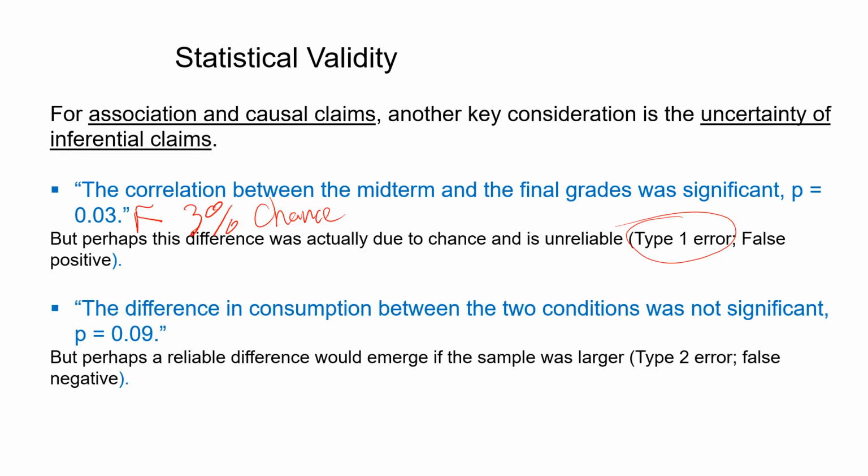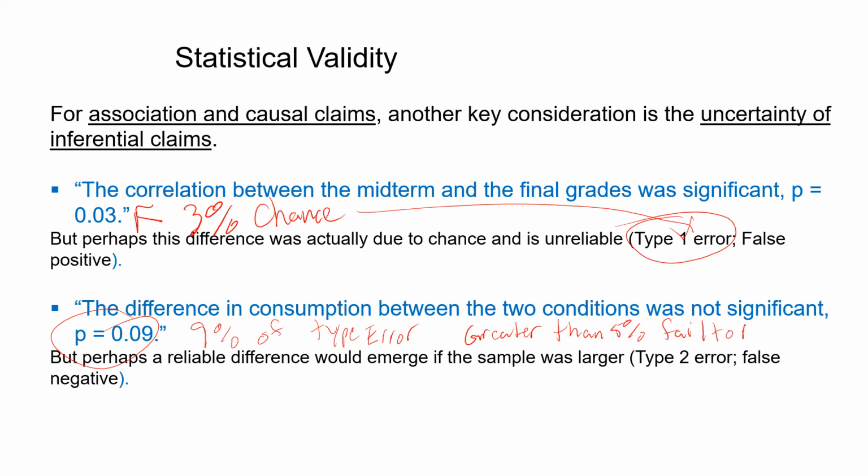Another thing is the opposite side. So let's say the difference in consumption between two conditions was not significant with a p of 0.09. This means there's a 9% chance of type 1 error. And because of this, because it is greater than 5%, we are going to fail to reject the null.